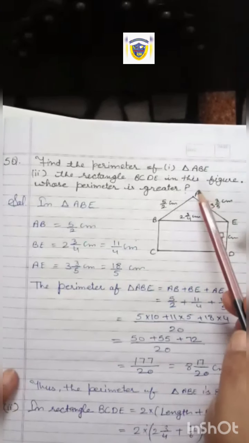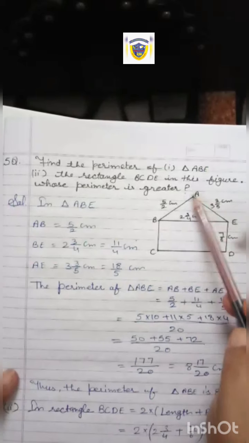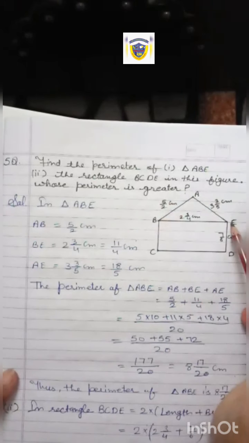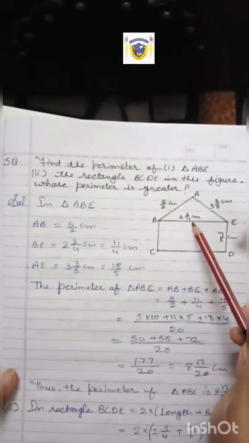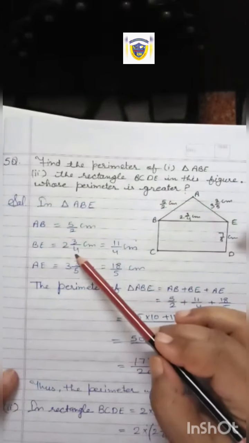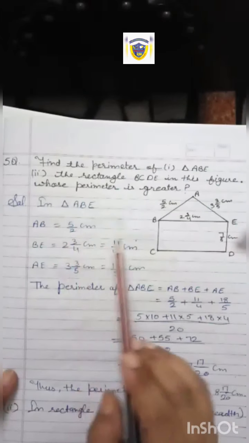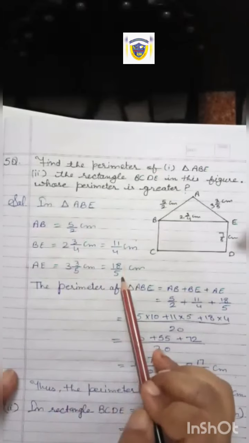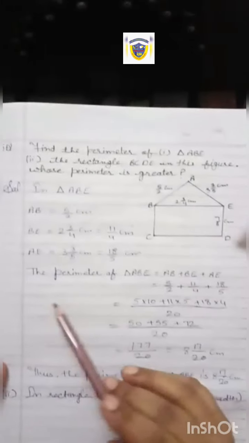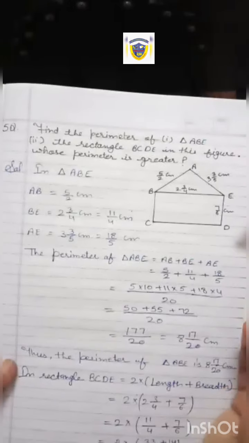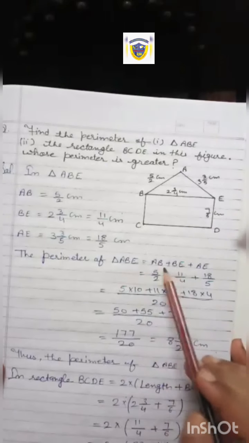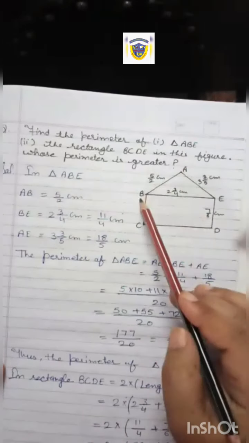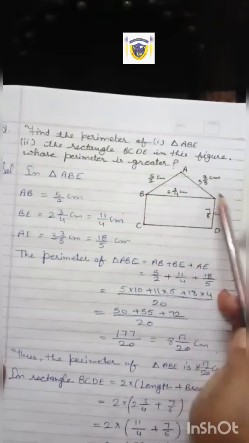Now in this triangle ABE, the length of AB is 5 by 2, BE is 2 3 by 4. I will solve this mixed fraction: 4 times 2 is 8, 8 plus 3 is 11, so 11 by 4 centimeter. And AE, after solving, is 18 upon 5 centimeter. Now we know that the perimeter of a triangle is the sum of all sides, AB plus BE plus AE.